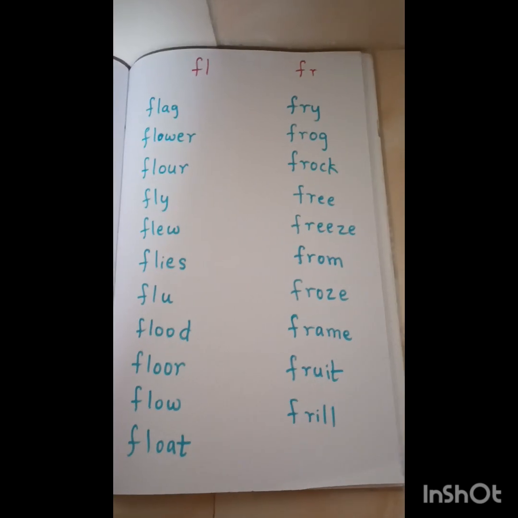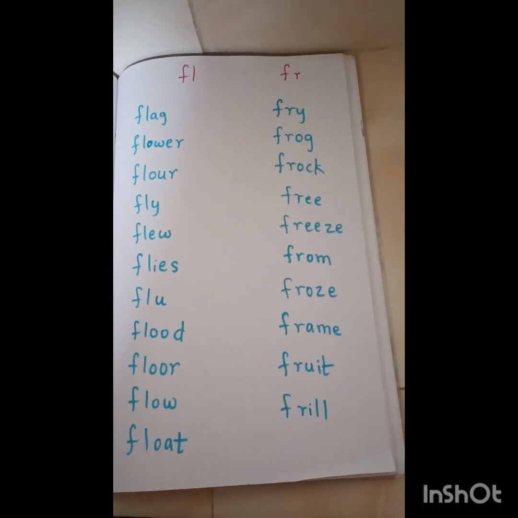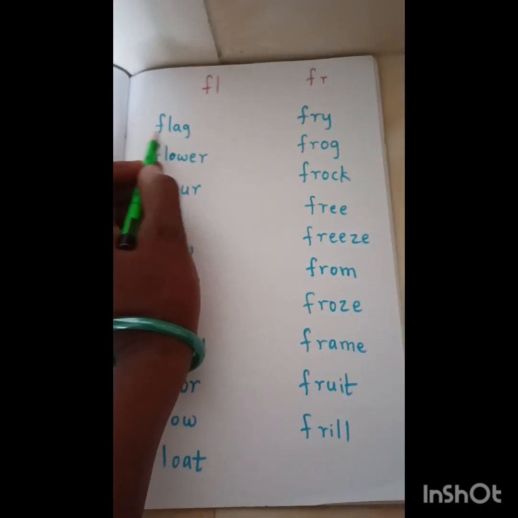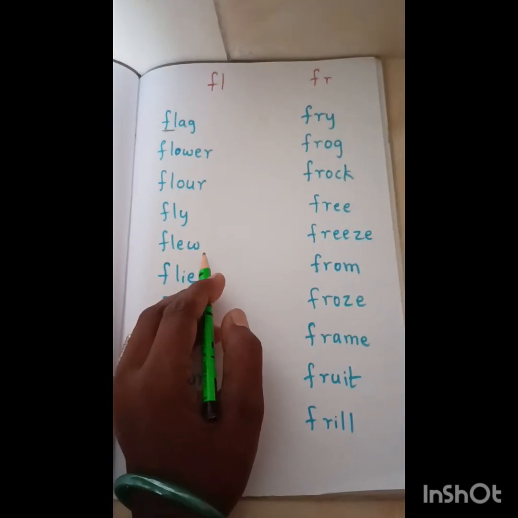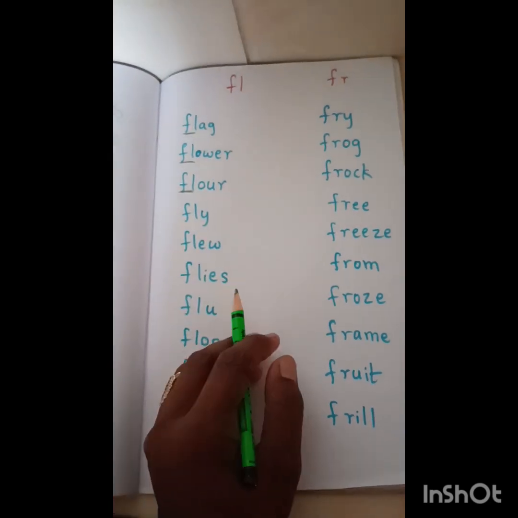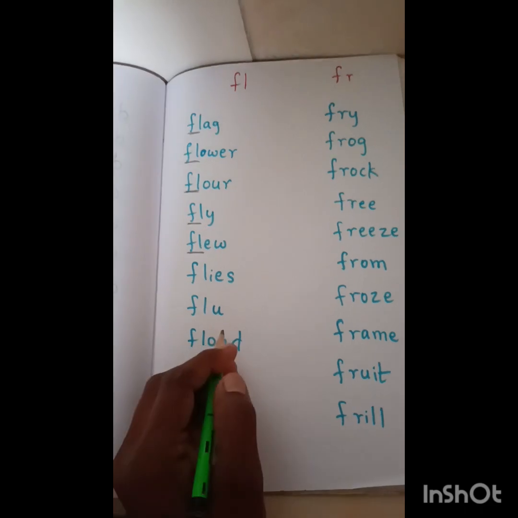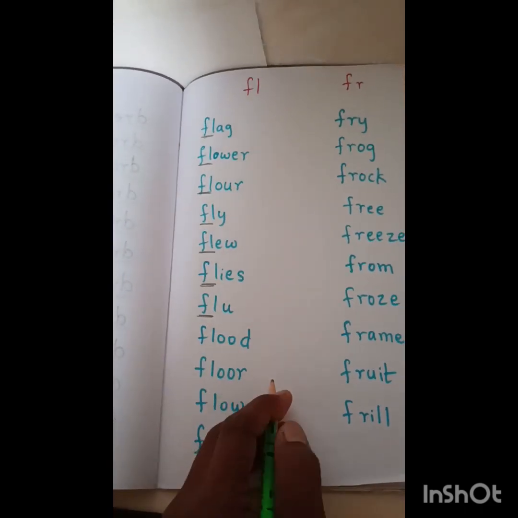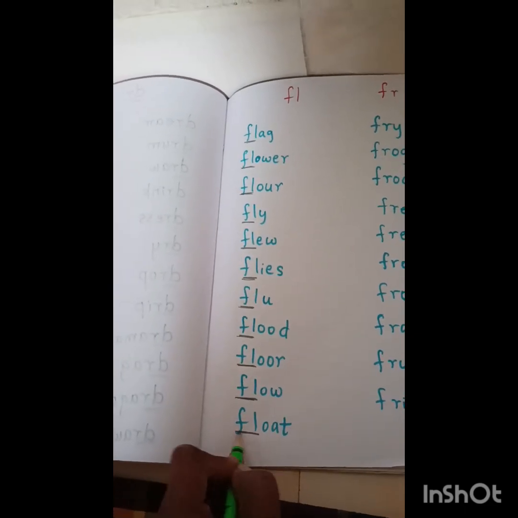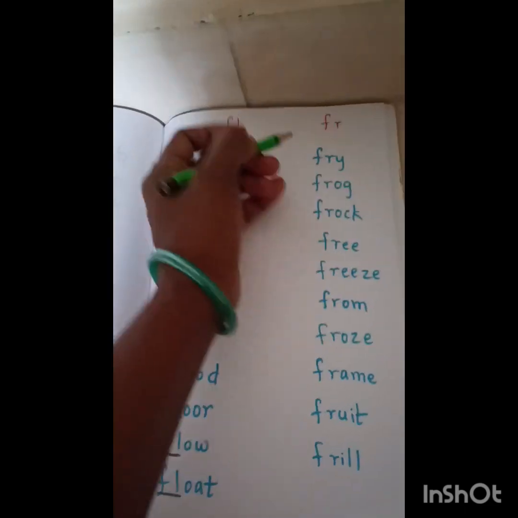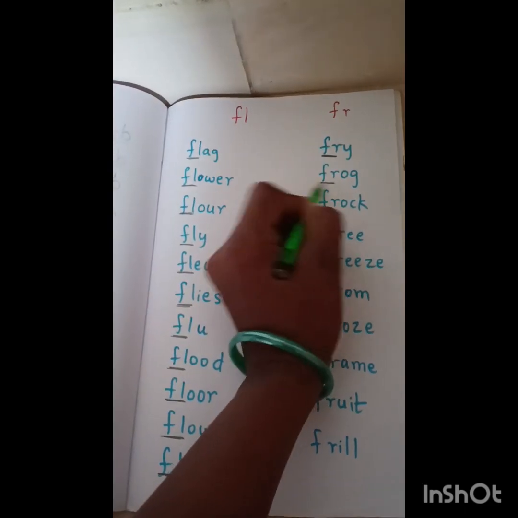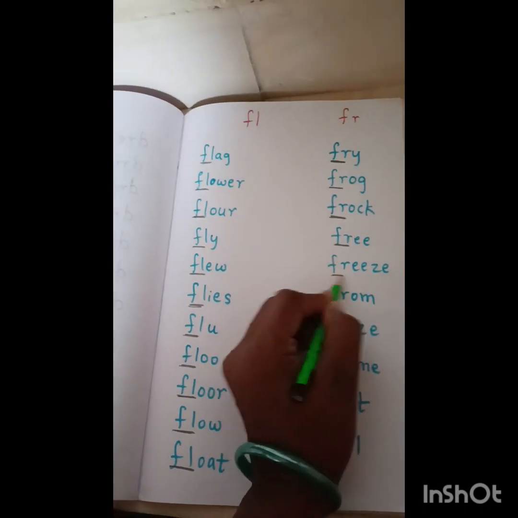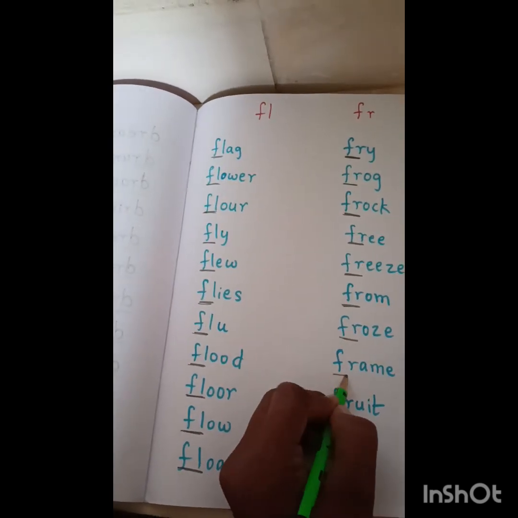Now next we have F and L, fl, and F and R, fr. Now starting with fl: flag, flower, fly, flew, flies, flood, floor, flow, float. So these are some words beginning with fl and fr. Fry, frog, frock, free, freeze, from, froze, frame, fruit, frill.